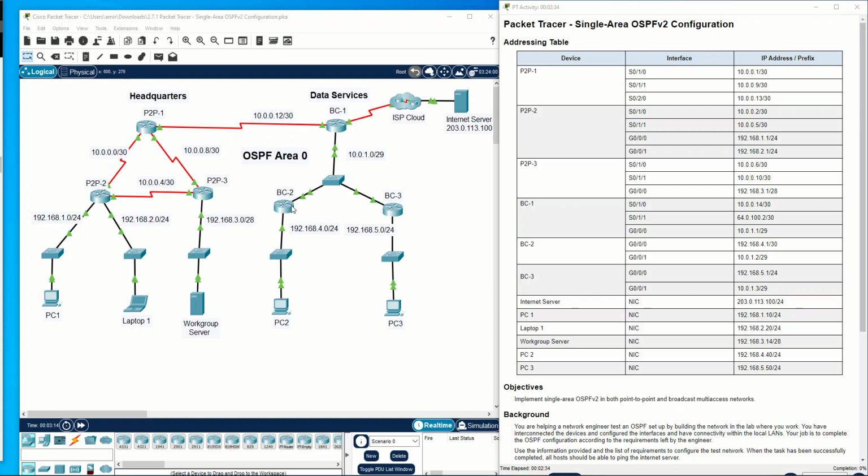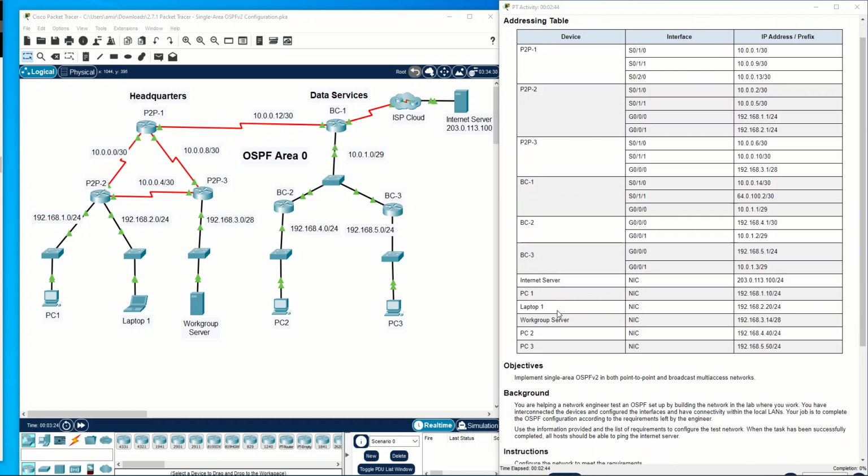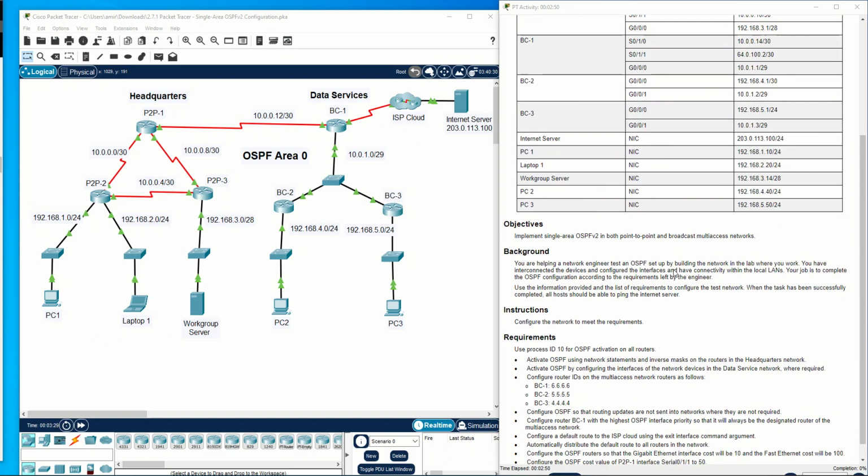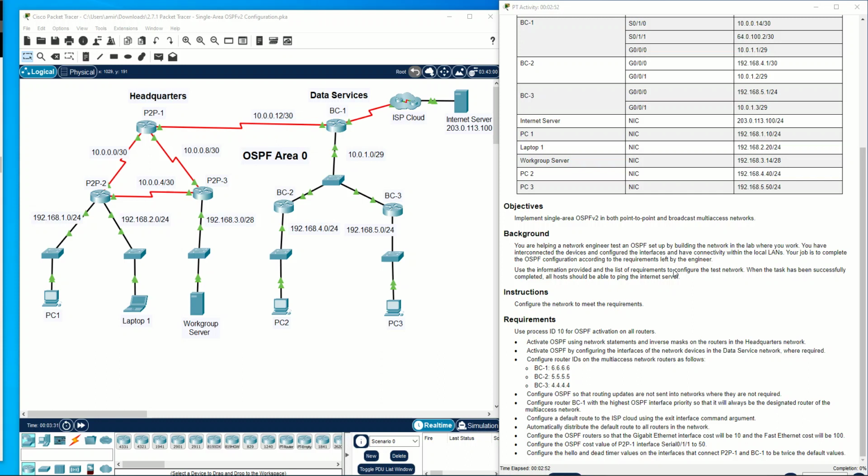All of the routers in this area should be activated in the OSPF routing protocol. We have two zones here, headquarters and data services, and the objectives are to implement single area OSPF version 2 in both point-to-point and broadcast multi-access networks.